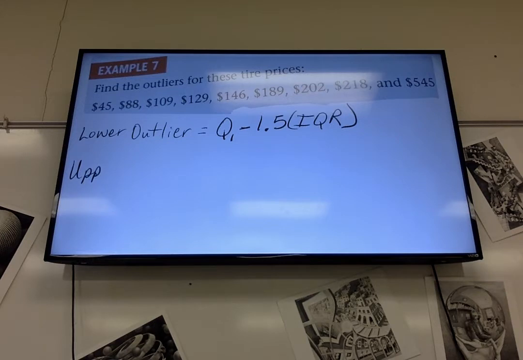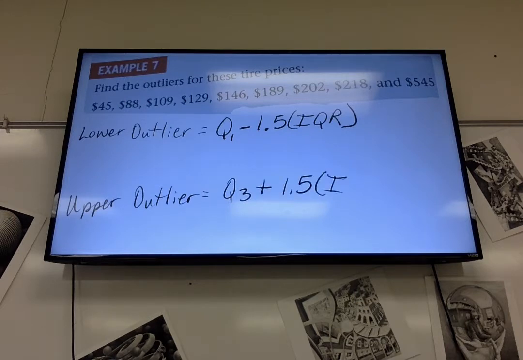And the upper outlier is Q3 plus 1.5 times IQR. Now those two formulas I will give you. I don't see any need of memorizing those. Honestly, you should look them up.